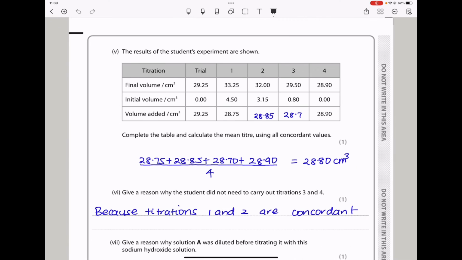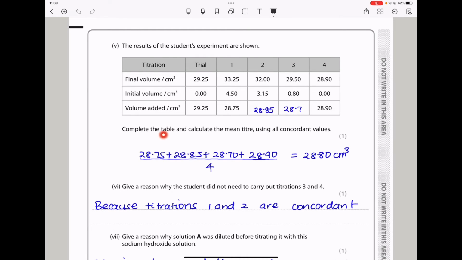So moving on. So here they say the results of the student's experiment are shown. Remember, this is calculated by subtracting the two. Subtract, you get that. Subtracting this, you get that. And subtracting that, you get that. So you are required to fill up this, which I did, and that's the answer.